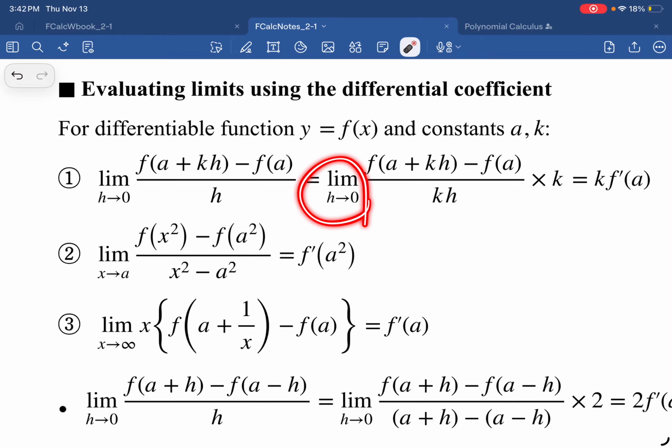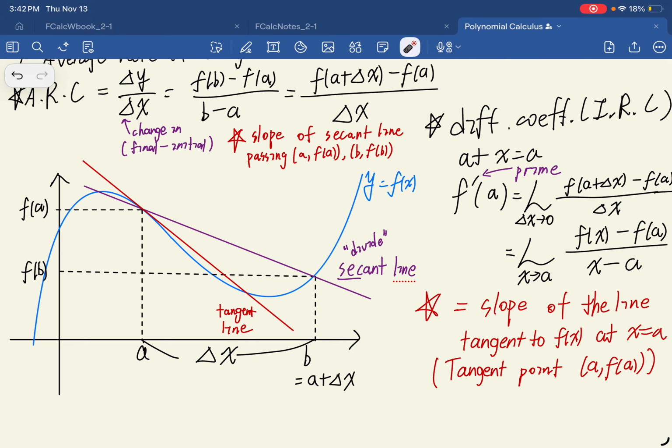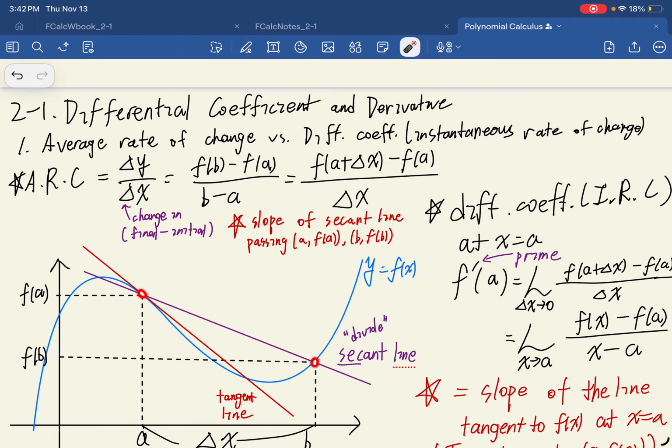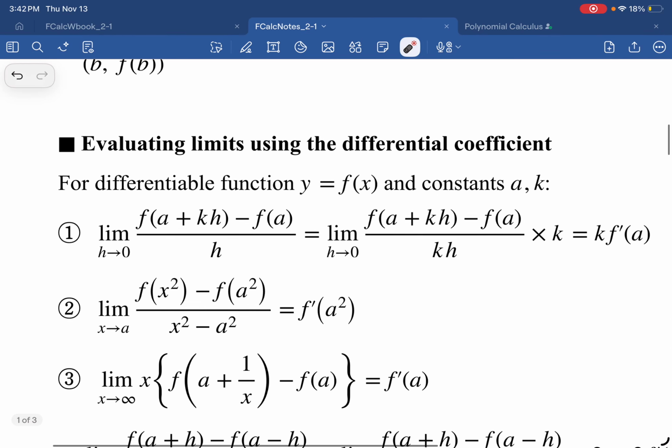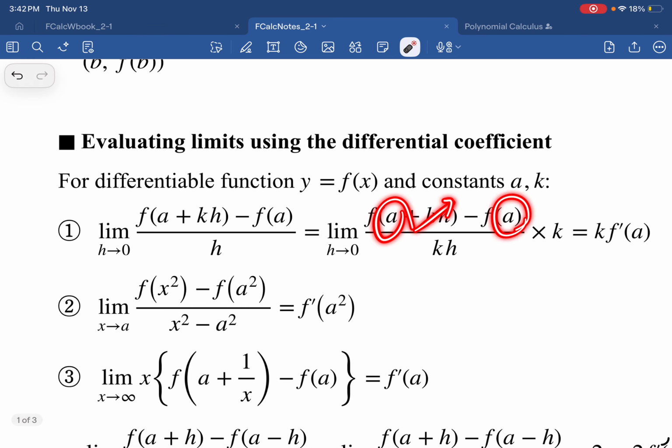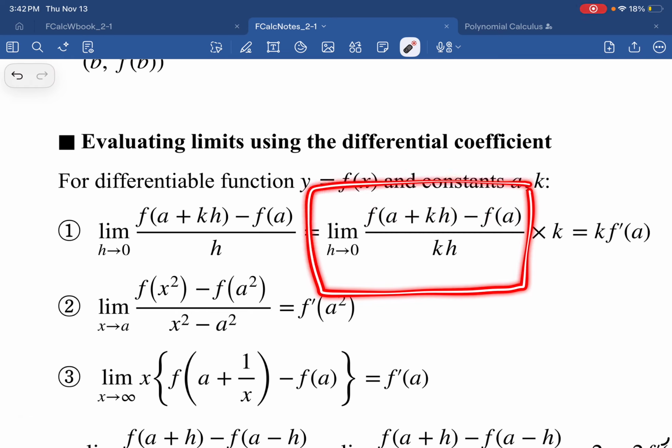And limit h goes to 0. See how the numerator goes to 0, and the denominator goes to f of a minus f of a. That means that these 2 points are getting closer together towards x equals a, right? Because they both go to a, if this goes to 0. Okay, then this limit itself is going to be f prime of a, but we have that constant k multiplying, so it's going to be k times f prime of a.